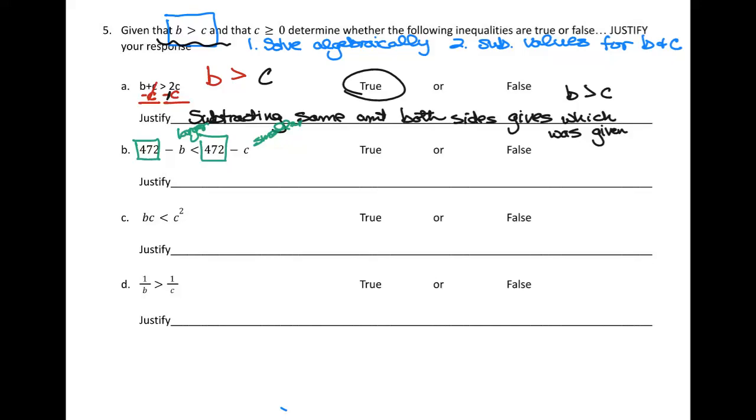Or another thing that I could do, algebraically, I could take away 472. You're left with negative B is less than negative C, but I don't want to compare the opposites. So I could divide by a negative 1. What happens when you divide by a negative 1 with an inequality? You flip the sign. So this then tells me that B is greater than C. And that's what we were given, so that is true.